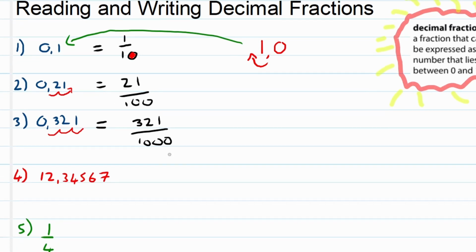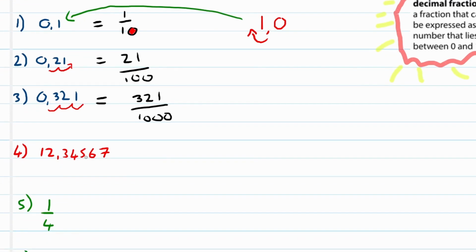Okay, so hopefully that will help you with understanding number 4, because we want to expand number 4 and write it only as numbers and common fractions. It will look something like this. 12 plus 3 over 10, giving us the 0.3. Okay, so we've got that one.